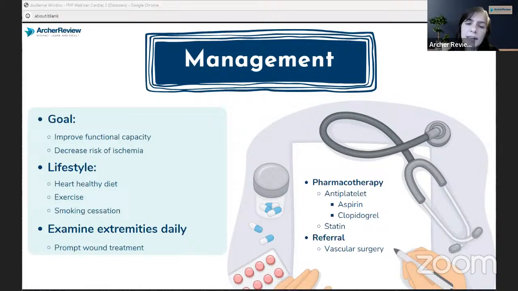These patients are most likely going to be on antiplatelets, probably on statins as well. And oftentimes, if it's really advanced, then they're probably going to need to see a vascular surgeon just to see if there's any further intervention, if they need to clean out those arteries, which is a much more in-depth procedure.